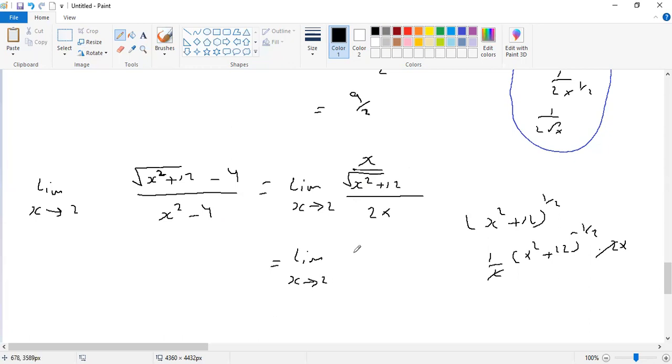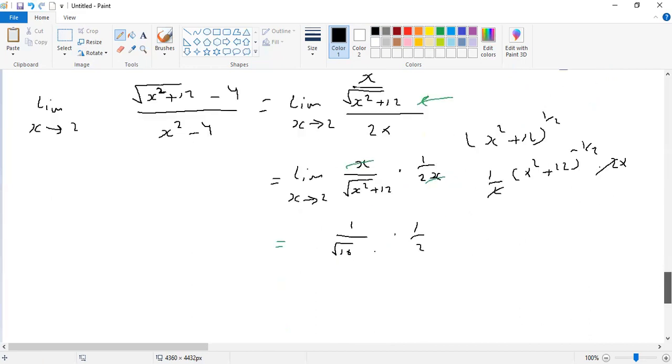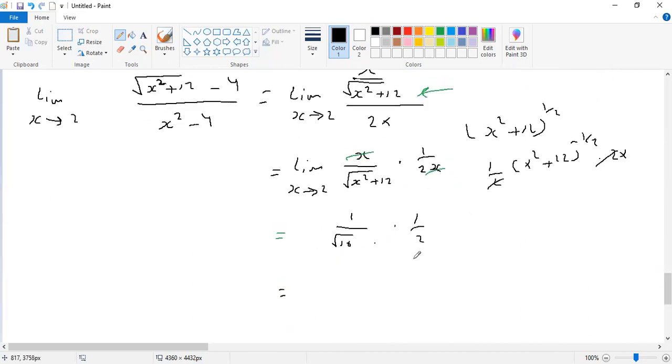So the limit as x approaches 2 of x over the square root of x squared plus 12, times 1 over 2x. We can cancel this x with this x, so it will be 1 over 2x. Or you can replace directly also, no problem. So it will be equal to 1 over radical of 4 plus 12, which is 16, so radical 16 is 4, times 2. So the answer is 1 over 4 times 2, which is 1 over 8, the answer.